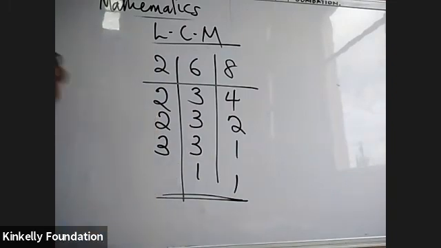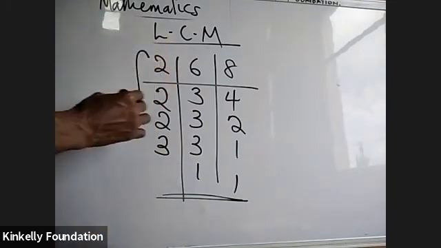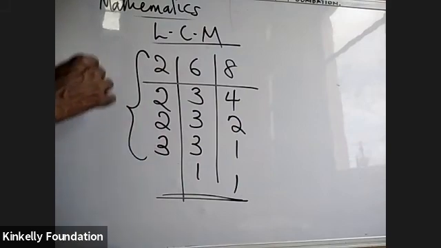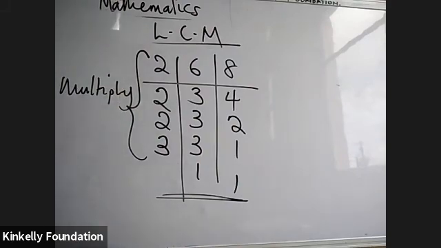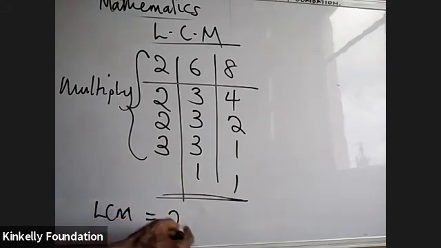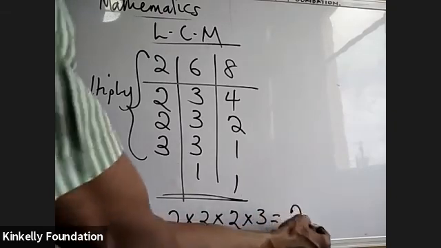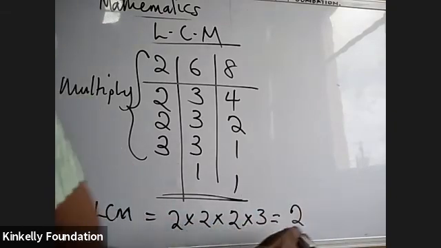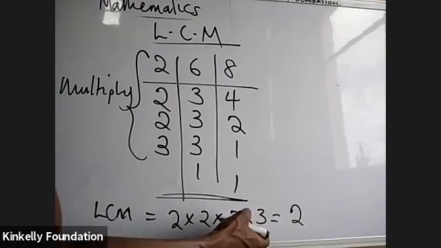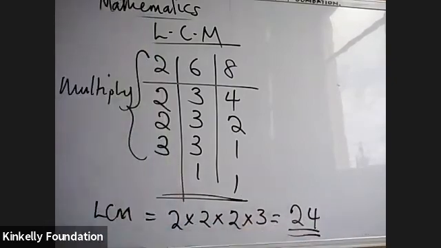So what you now need to do is to multiply these ones out. So we have LCM to be 2 times 2 times 2 times 3, which is 2 times 2, 4, times 2, 8, times 3, 24. So this is the second method which you use in getting the LCM of numbers.